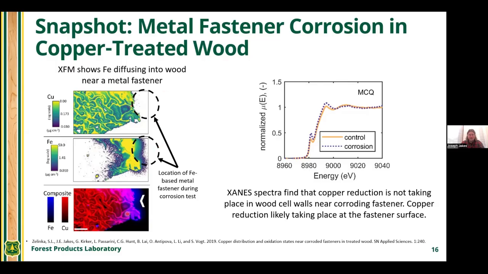You see that indeed, iron is diffusing into the first couple layers of cell walls, but then if you test the oxidation state of the copper within this corrosion zone versus in the control zone, you see that there's no difference in the copper oxidation state, which is telling us that the reduction is likely taking place right at the fastener surface.